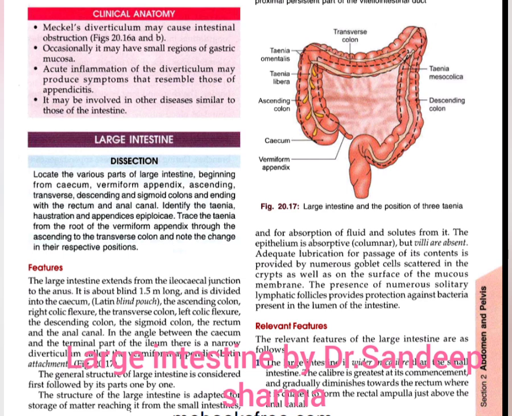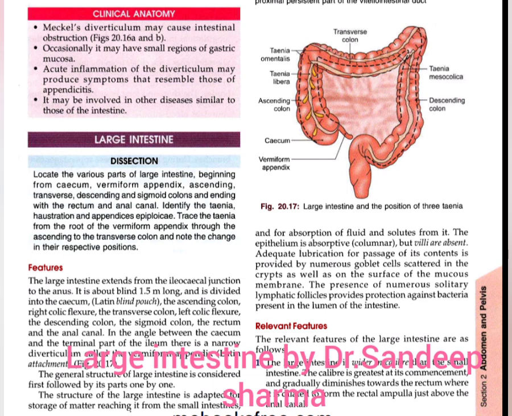Okay, now we will go to the general structure of the large intestine, which is adapted for storage of matter coming from the small intestine and for its absorption. It may be fluid or solids, whatever is coming. The epithelium of the large intestine is absorptive in nature, which is columnar, and villi are absent here. Keep in mind that in the small intestine there were villi and microvilli, but in the large intestine there are no villi present.